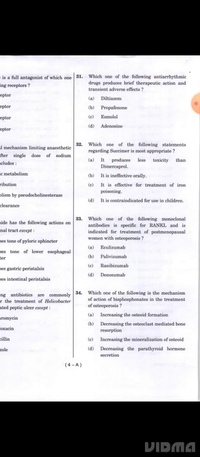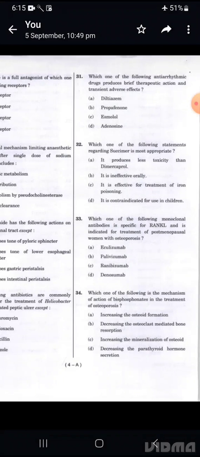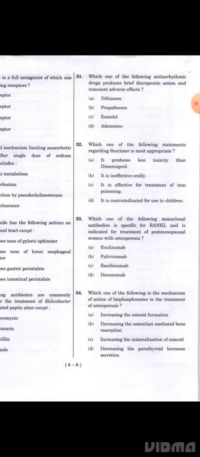So today's first question is, which one of the following antiarrhythmic drugs produces a brief therapeutic action and transient adverse effect? From this question we need to see the two major parts: the brief therapeutic action, that is, within a short period it will provide the therapeutic action, and also transient, within a short period it will produce the adverse effect also. We need to find which one of the drugs from the following options. The first option is diltiazem, B is propafenone, C is esmolol, and D is adenosine.